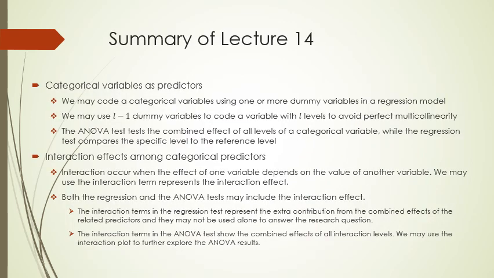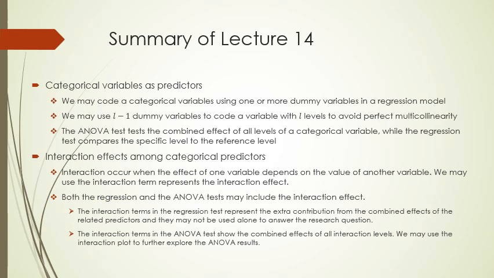In summary, we learned how to use and interpret the categorical variables as predictors. A categorical variable can be defined as a factor or a class variable, and thus coded using one or more dummy variables in a regression model. We may also use the ANOVA tests for the categorical predictors. The ANOVA test tests the combined effect of all levels of a categorical variable, and the regression test compares the specific level to the reference level.